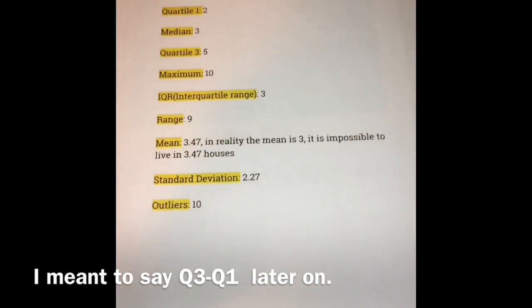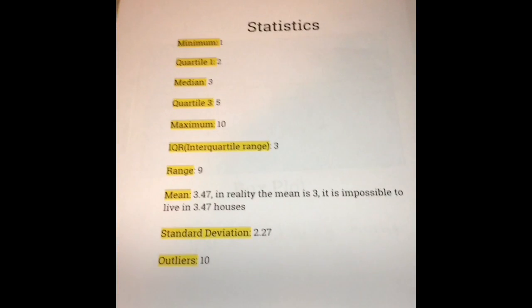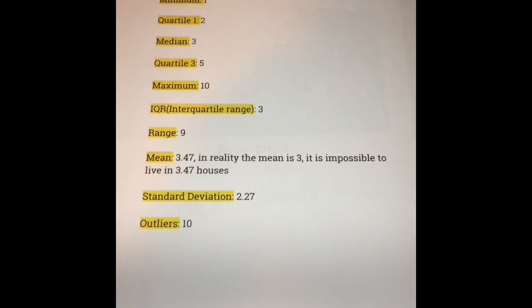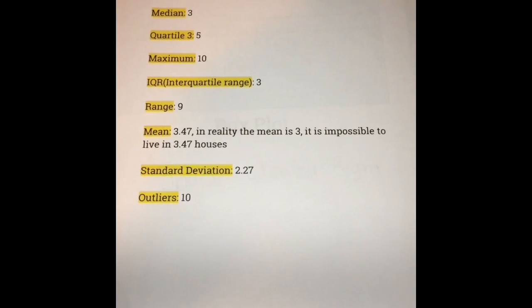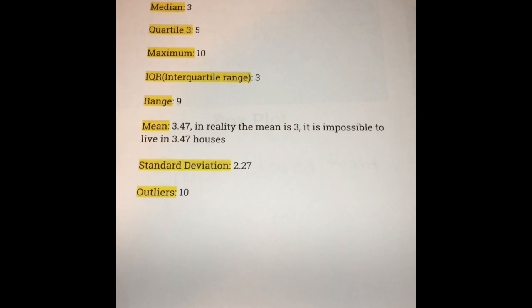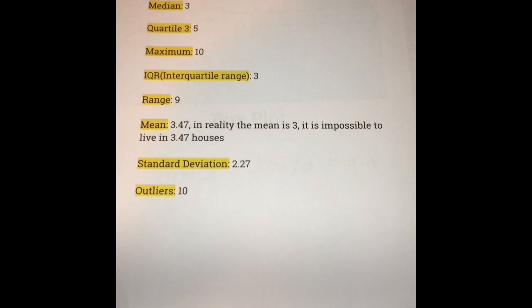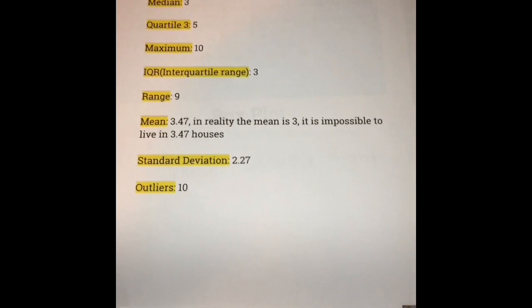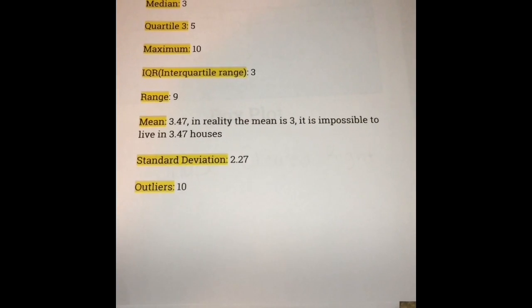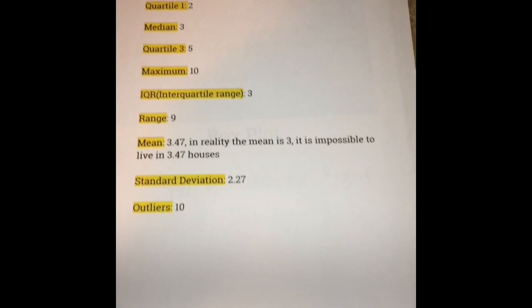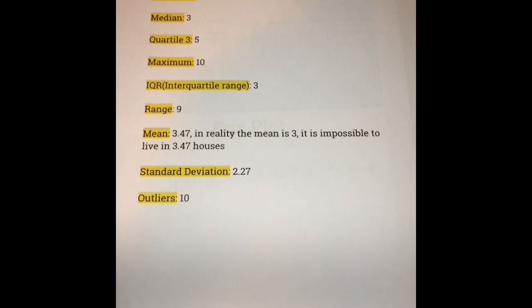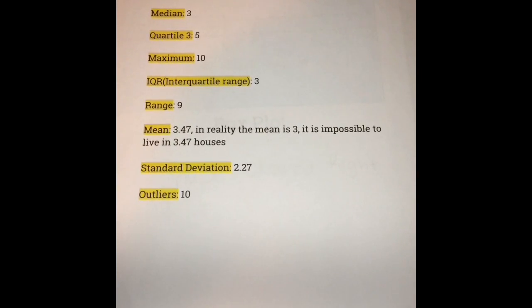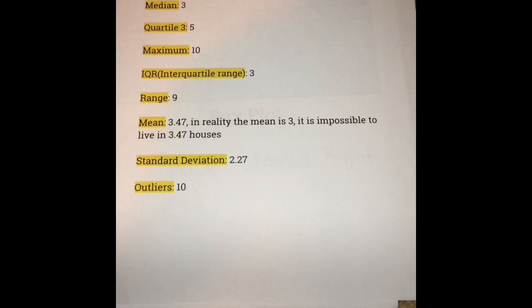Here are my statistics. The minimum that I calculated by finding the smallest number in my data was 1. My quartile 1 was 2, which I calculated from finding the most middle number from my minimum to my median. My median is 3. I found that from finding the most middle number in my data. My quartile 3 is 5, and I found that from finding the most middle number from the median to the maximum. My maximum is 10, and I found that from the largest number in my data.